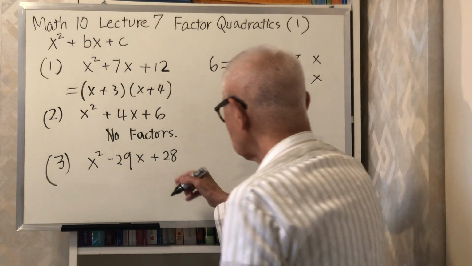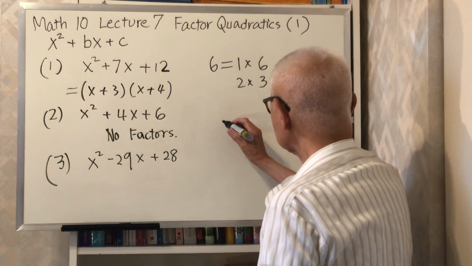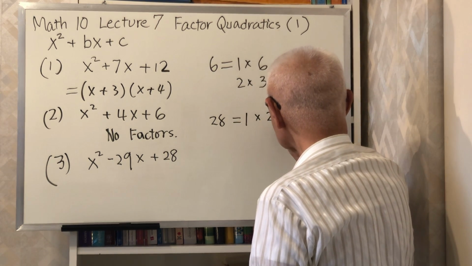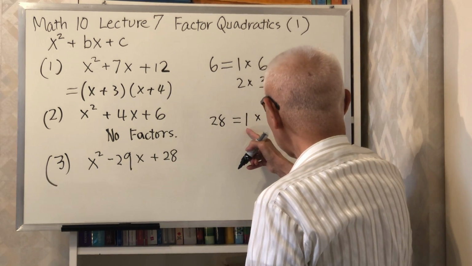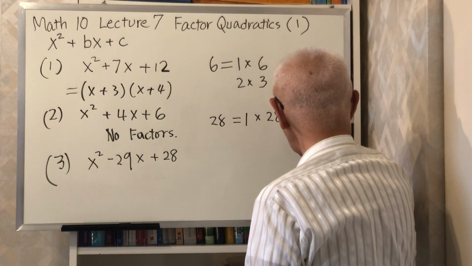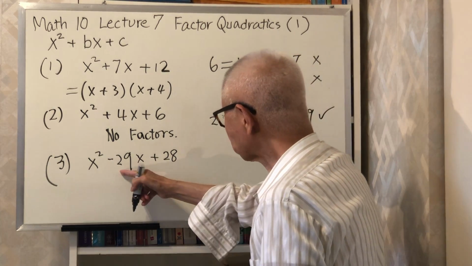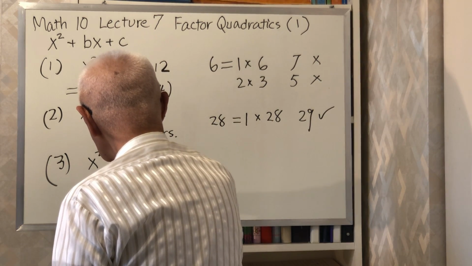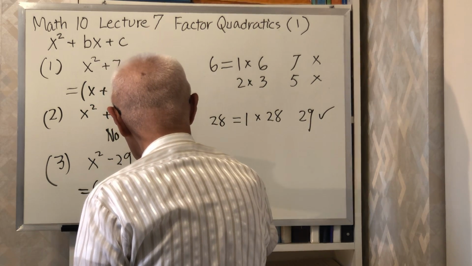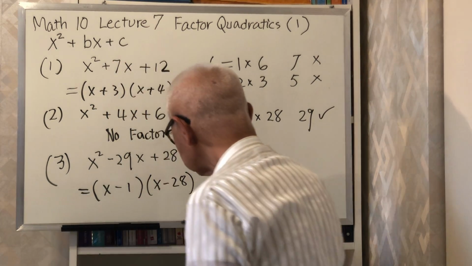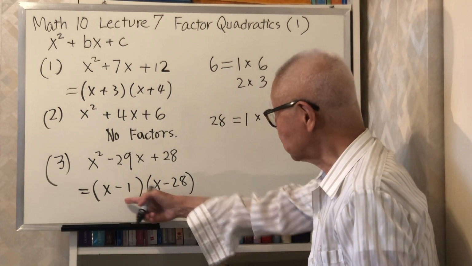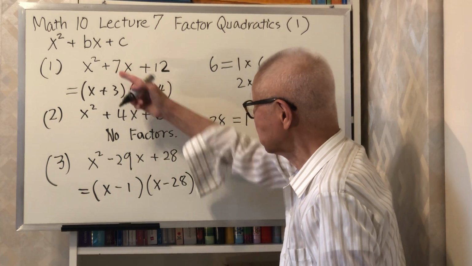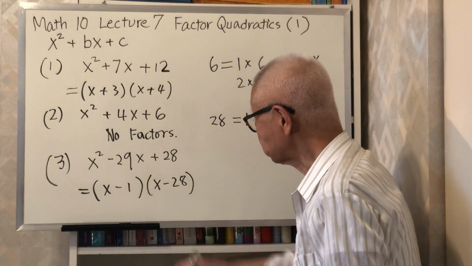Okay. I need to factor the 28. 28 is 1 times 28. This is plus, so you need to add. 1 plus 28 gives you 29. This is 29, so I have it. So this is equal to... Why do I write negative, but before I write plus? Because this is plus 7, but this is minus 29.